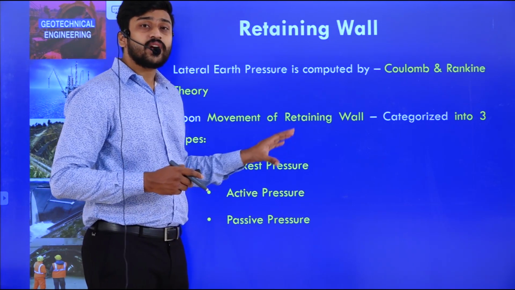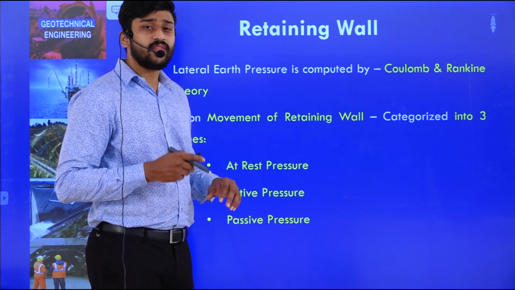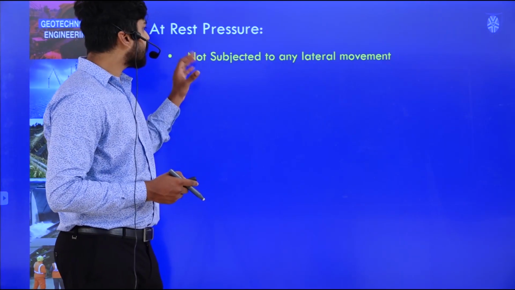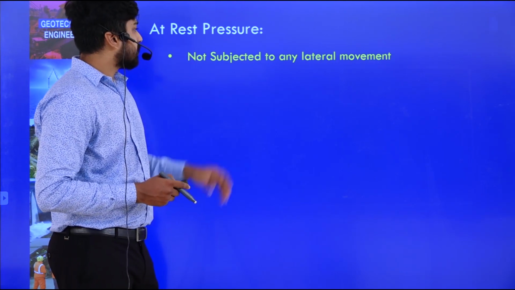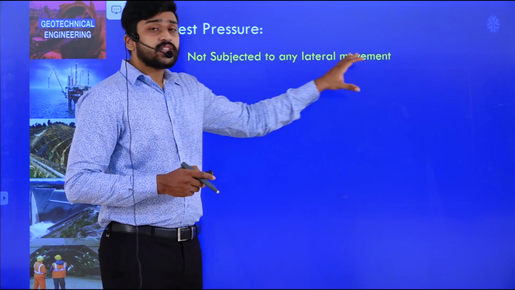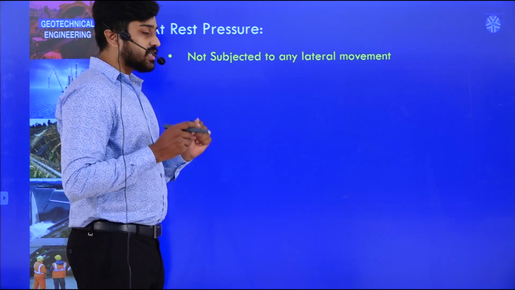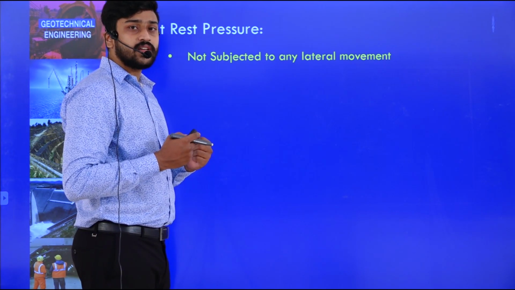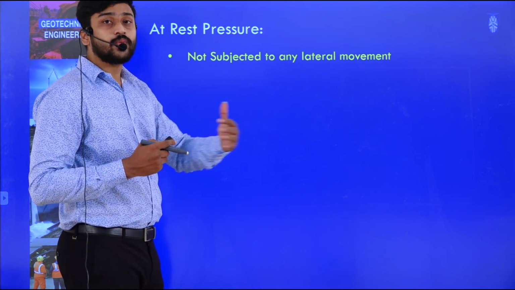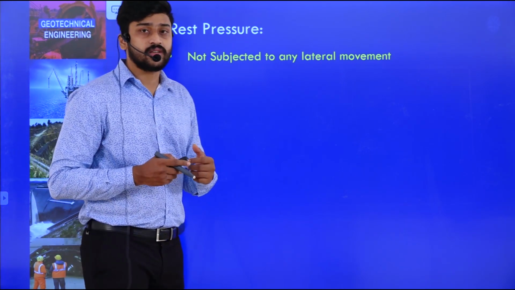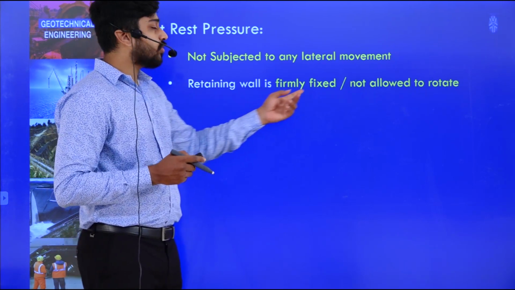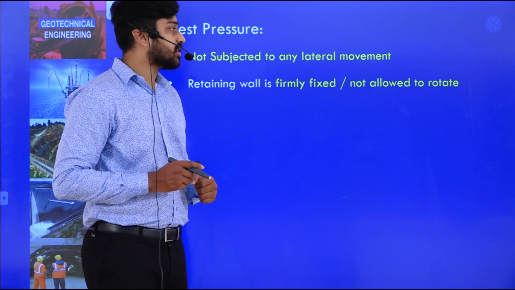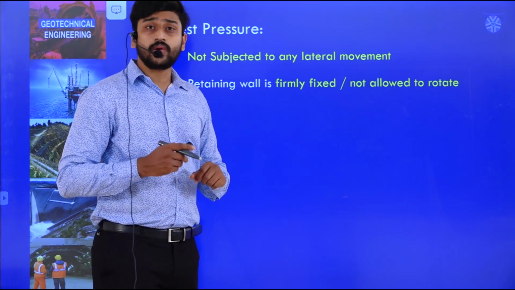Now let us try to understand these in more detail and try to evaluate the lateral earth pressure. Consider the lateral earth pressure at rest condition. That means it is not subjected to any lateral movement. If I am stationary at that particular point, I am not moving, that means the retaining wall is not moving. So there is no lateral movement, which means it is at rest condition. The retaining wall is firmly fixed and there is no rotation. That means it is not allowed to rotate.